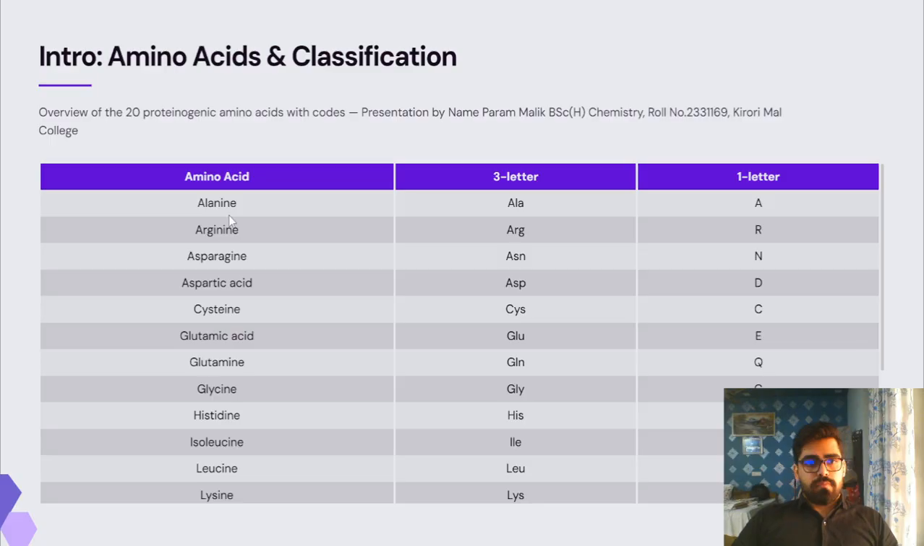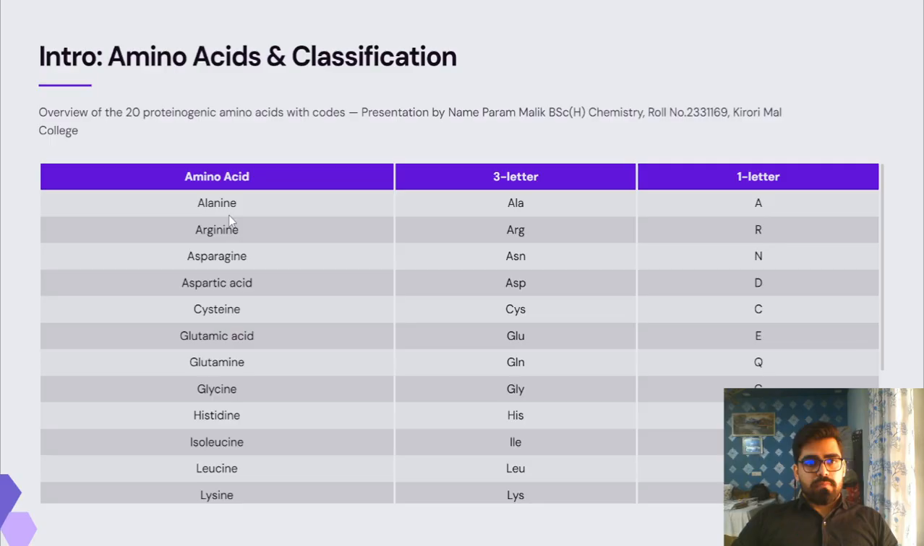So alanine has a 3 letter abbreviation ALA and also a 1 letter abbreviation A. Arginine, asparagine, aspartic acid, cysteine, glutamic acid. Some abbreviations have similar wording, like GLU and GLN, glutamic acid and glutamine. You can get confused between them, but there is a basic difference: one is an acid while the other is not. They are similar, so try to understand them better.